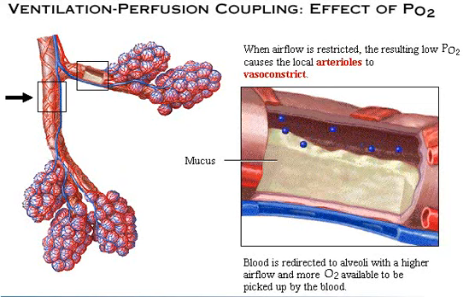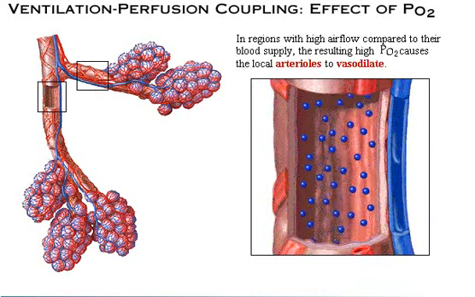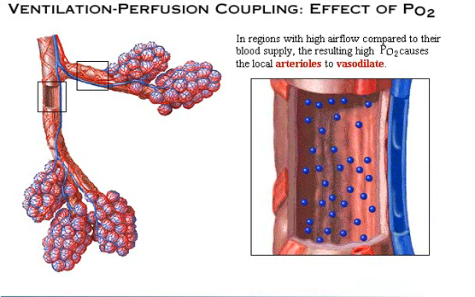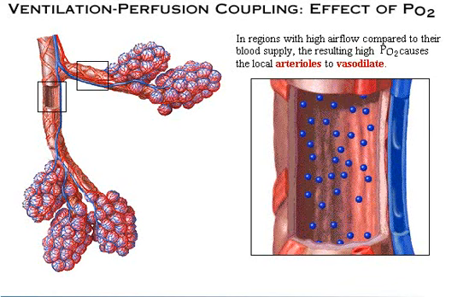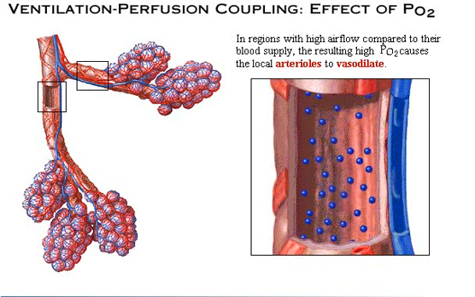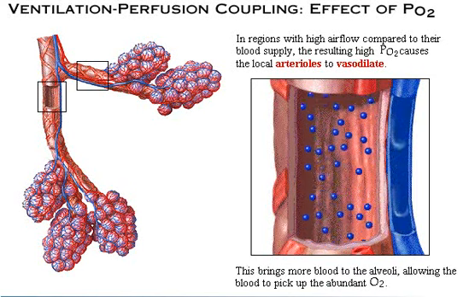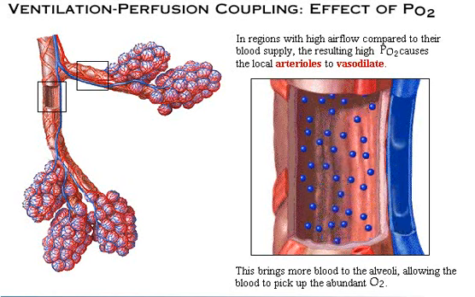Now click the other bronchiole. In regions with high airflow compared to their blood supply, the resulting high PO2 causes the local arterioles to vasodilate. This brings more blood to the alveoli, allowing the blood to pick up the abundant oxygen.